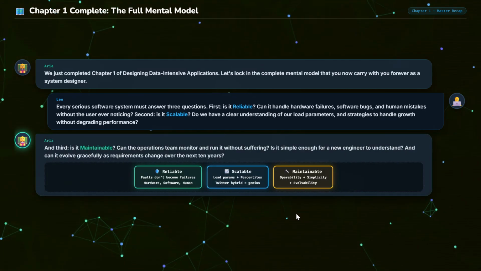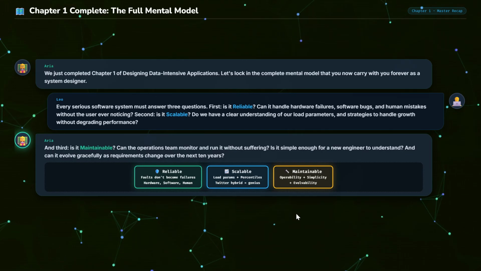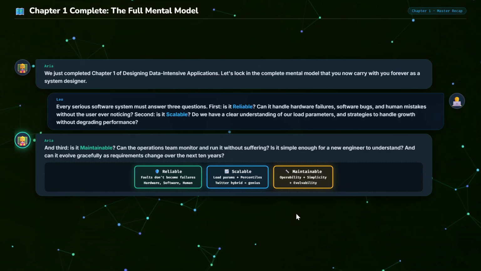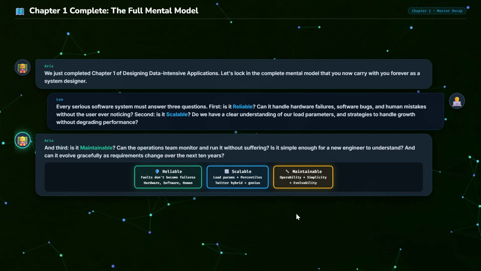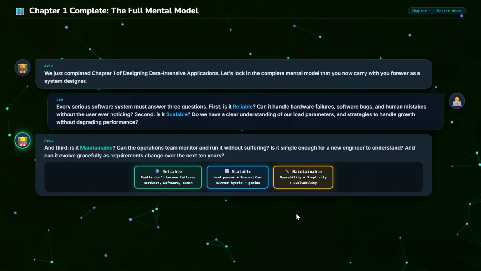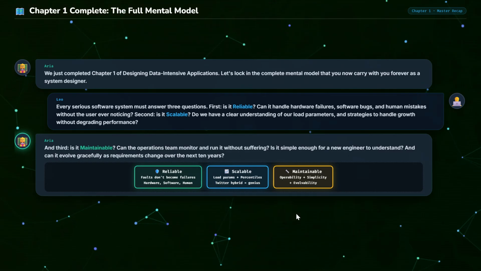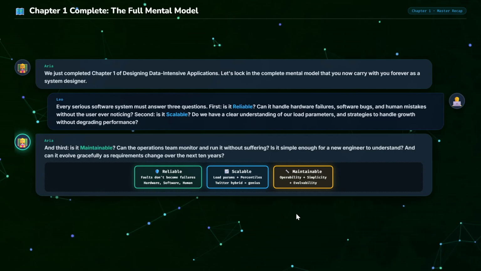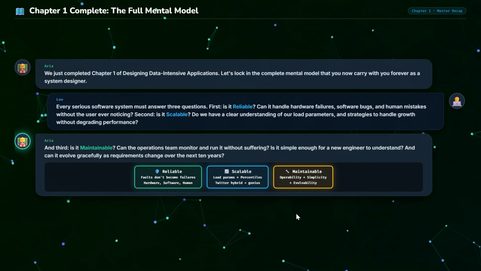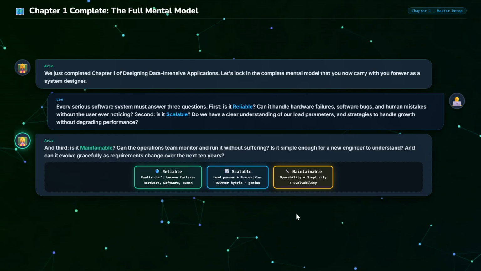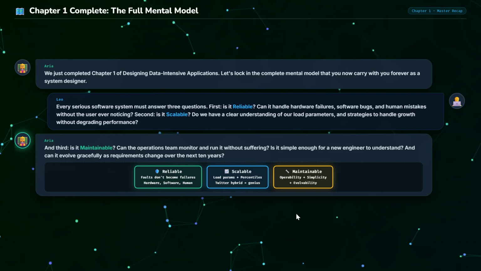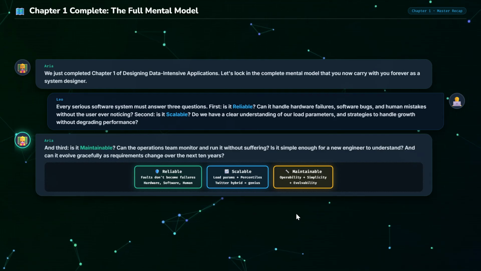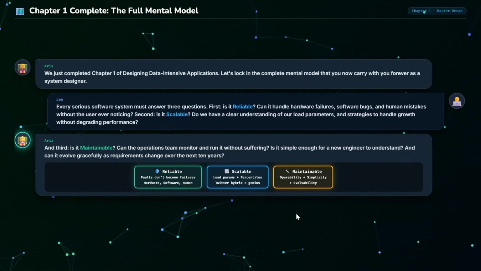And third, is it maintainable? Can the operations team monitor and manage it without suffering? Is it simple enough through good abstractions that a new engineer can become productive in it within weeks? And can it evolve gracefully over the next 5 or 10 years as requirements inevitably change? When a system has all 3 of these properties, it is what we call a well-designed data-intensive application. That is the entire thesis of the book.